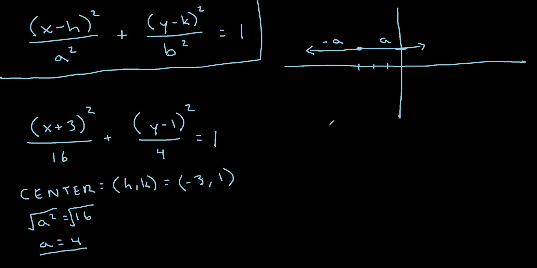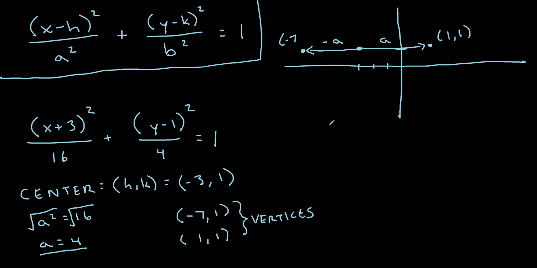So if we subtract 4 from the x-coordinate, we get -3 minus 4, that's -7, 1. And if we add 4 to the x-coordinate, we get -3 plus 4, that's 1. So 1, 1. So these are our vertices. So that's the coordinate -7, 1 and 1, 1. So we can label those if we'd like, 1, 1 and -7, 1.